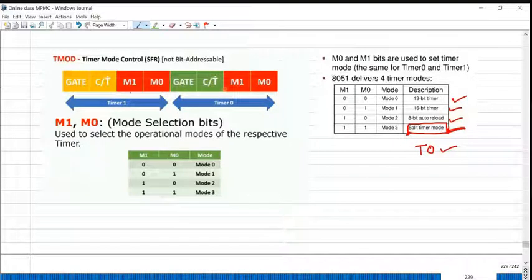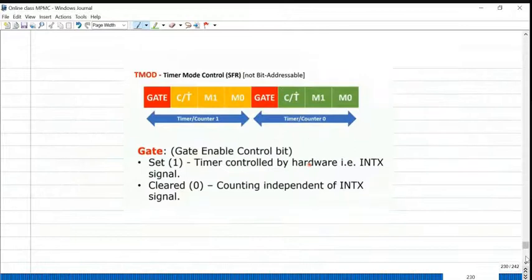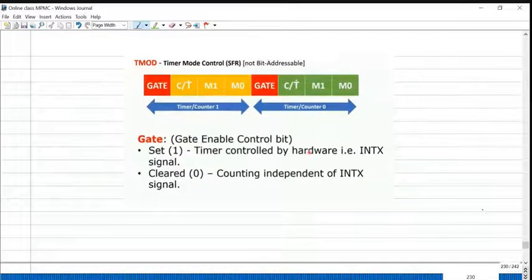So we covered whether it is timer mode or counter mode, and whether mode 0, mode 1, mode 2, mode 3, these bits. At last, one more position is there, gate. What do you mean by gate? So already we studied TR0, TR1: timer run control bit for timer 0, timer run control bit for timer 1.